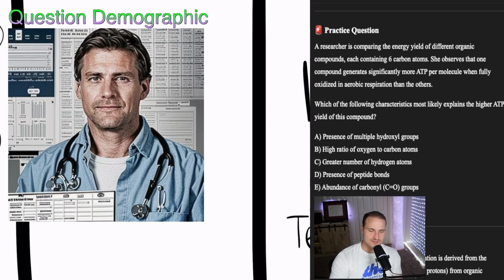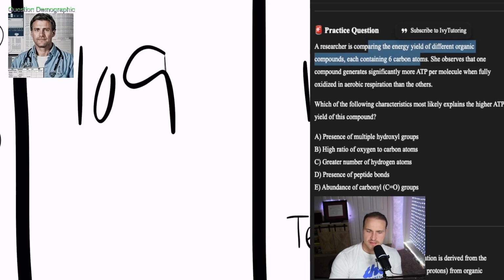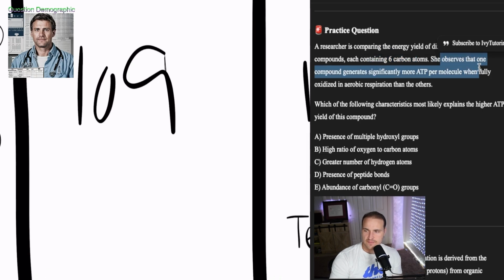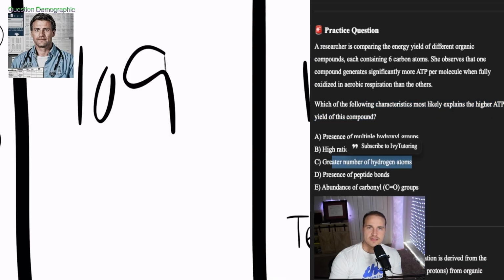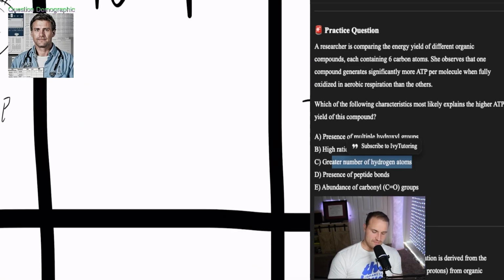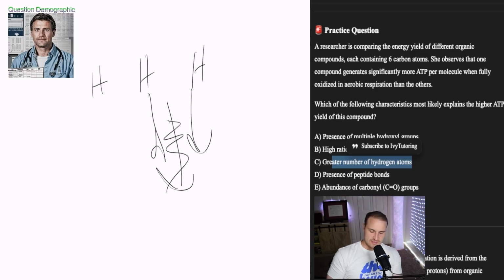All right, and this next question, look, it's you, a researcher. Oops, there we go. They're comparing the energy yield of different organic compounds, each containing 6 carbon atoms. The researcher observes that one compound generates significantly more. Which of the following characteristics most likely explains the higher ATP yield? Has a greater number of hydrogen atoms. So basically, I don't know if you guys have seen those awesome animations, but the human body has a turbine system where it just shuttles these hydronium ions to make ATP. That's pretty much how it works inside of your cells.